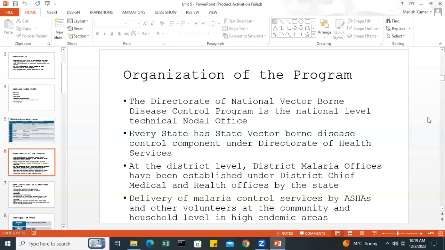If you can talk about your experiences in Manipur, please. Do you have only one NVDCP officer at the state level?